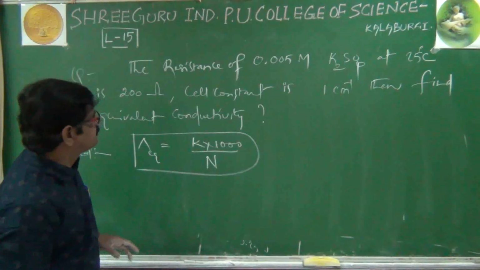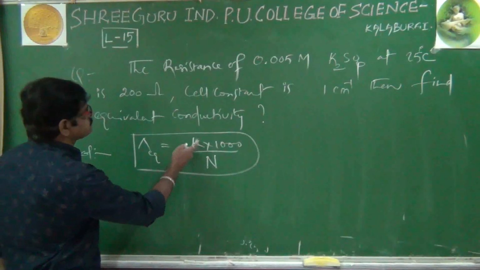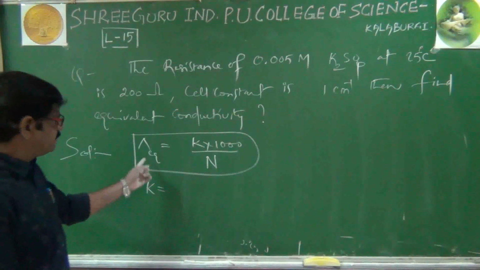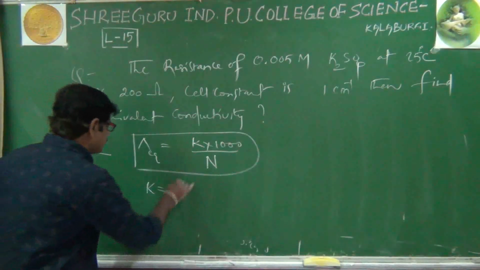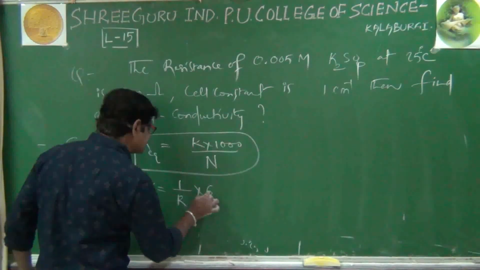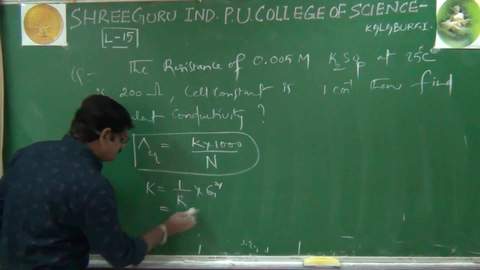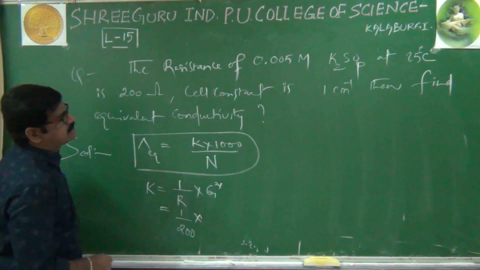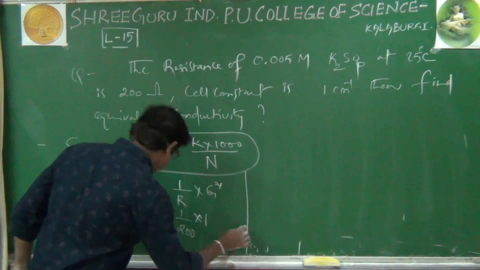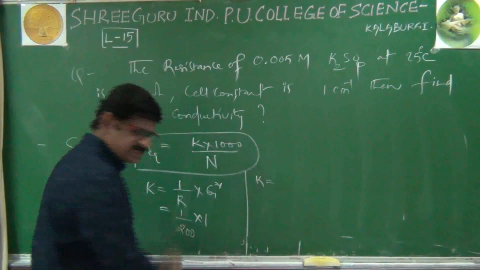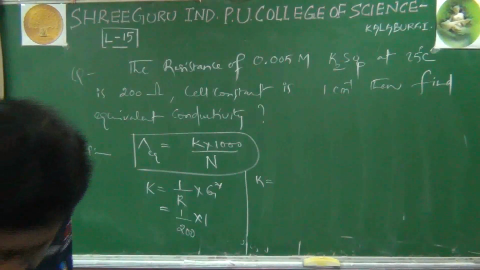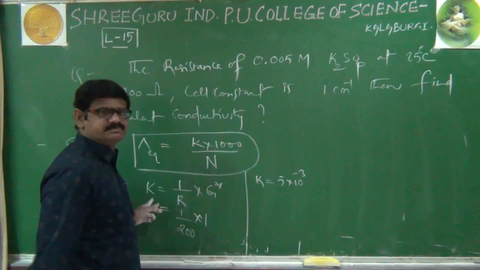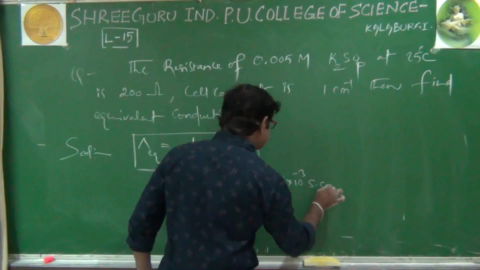Next we first calculate the K value, because K is not given in the question. Without K we will not get equivalent conductivity. The K formula is 1 by R into L by A, nothing but G star. Resistance is 200, so 1 by 200 into G star, which is just 1. Therefore, the K value is 5 into 10 to the power of minus 3, and its units in the CGS system are Siemens per centimeter.